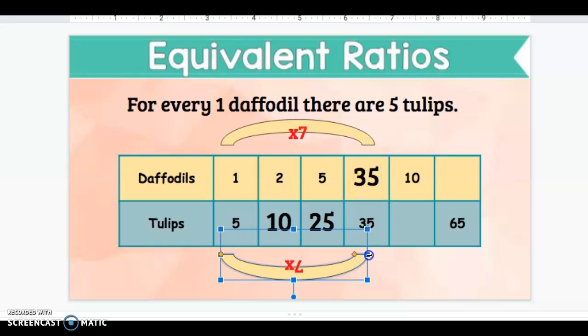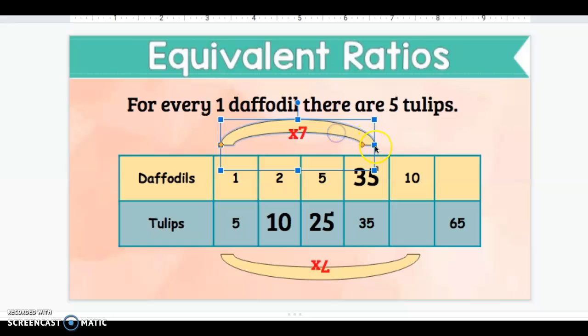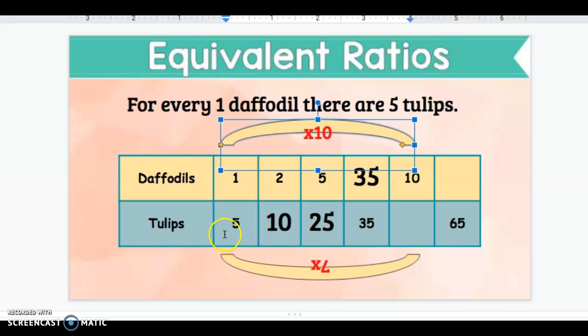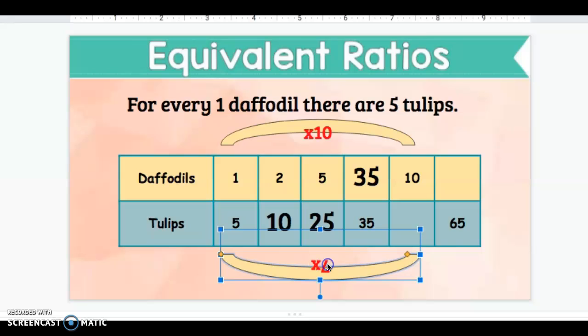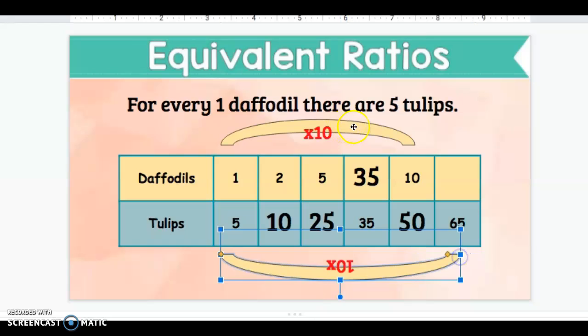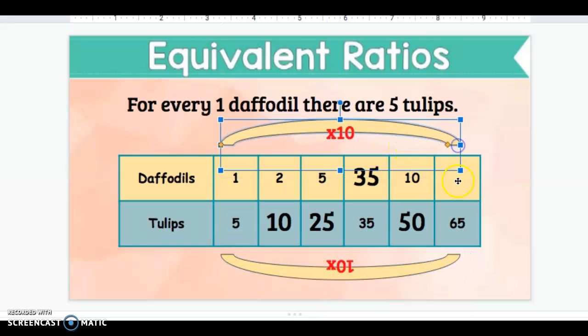All right, move your rainbow. So 1 times what gives us 10? 1 times 10. So whatever you do to the top, you have to do to the bottom. So 5 times 10 is 50. Okay, well now we have to figure out, move our rainbow. So we're looking for this box.